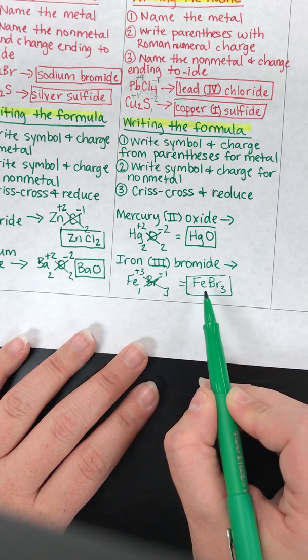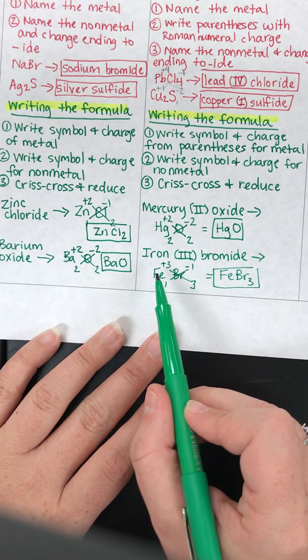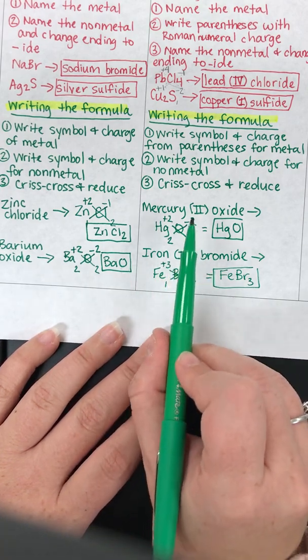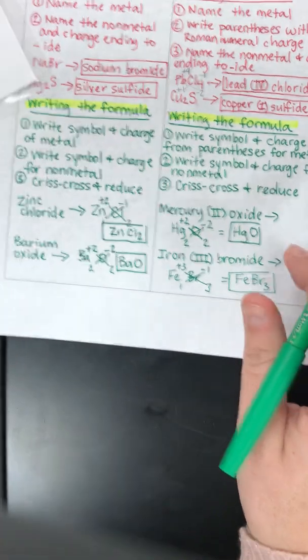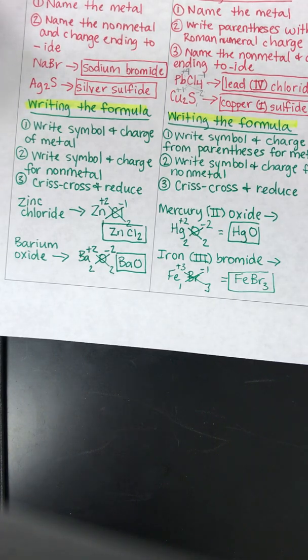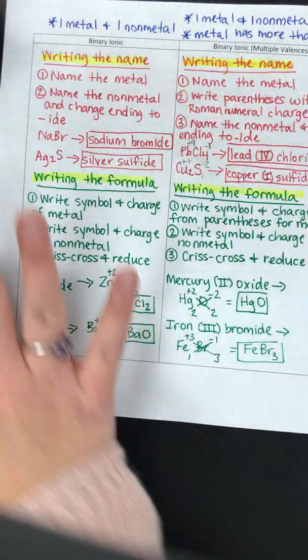Okay, remember the charge of the metal will always go on the outside. The charge of the nonmetal will be on the inside because you're gonna crisscross them, okay? The charge for the metal comes from the parentheses if you're given the name. You gotta look at the parentheses if you're given the name. Now, some of these on your assignment will be a little bit mixed, so it's not all just this one thing we talked about today. It's both things that we've talked about.